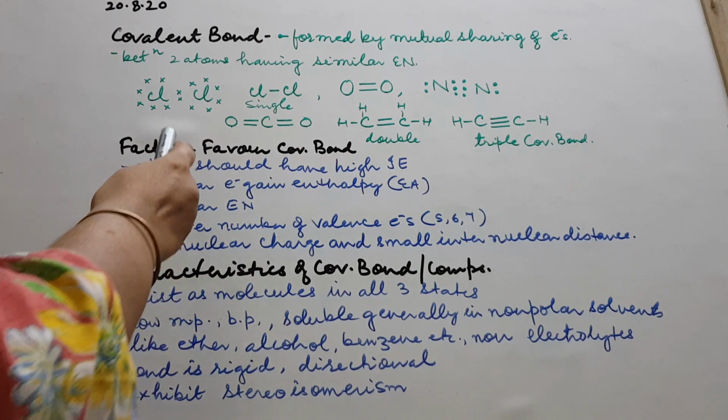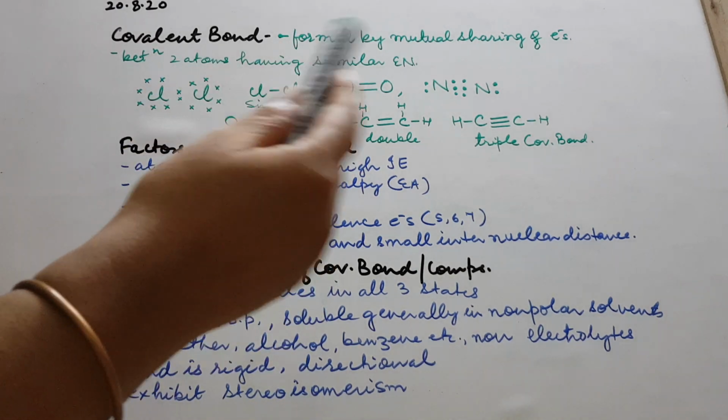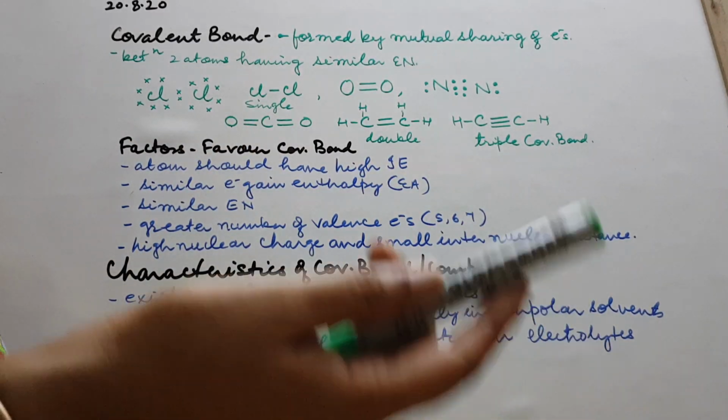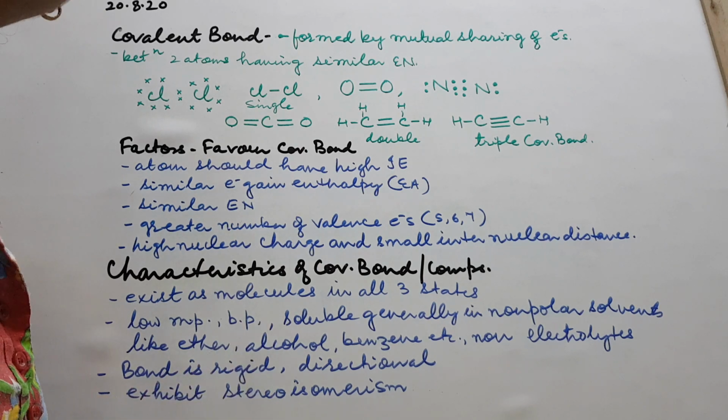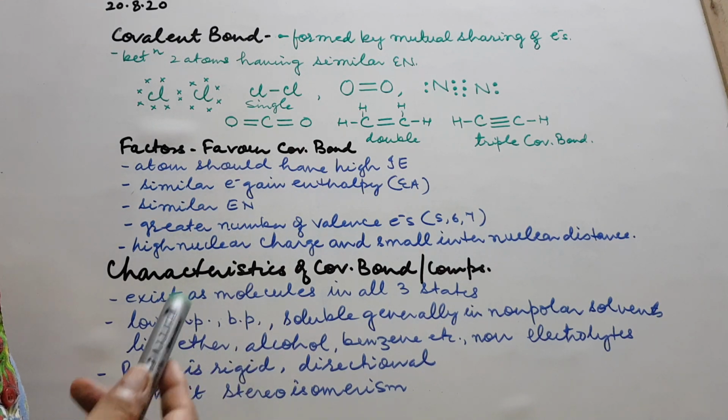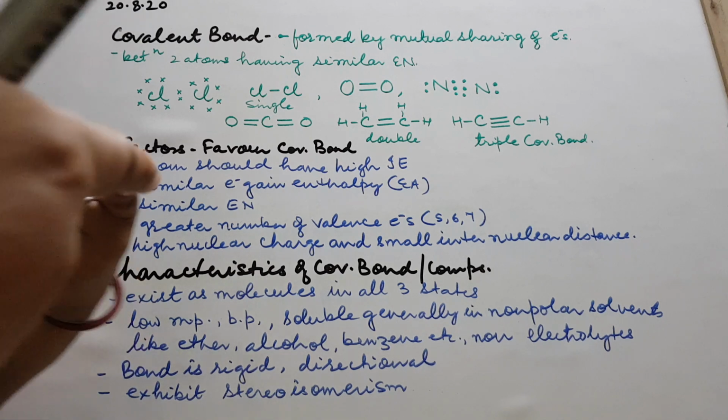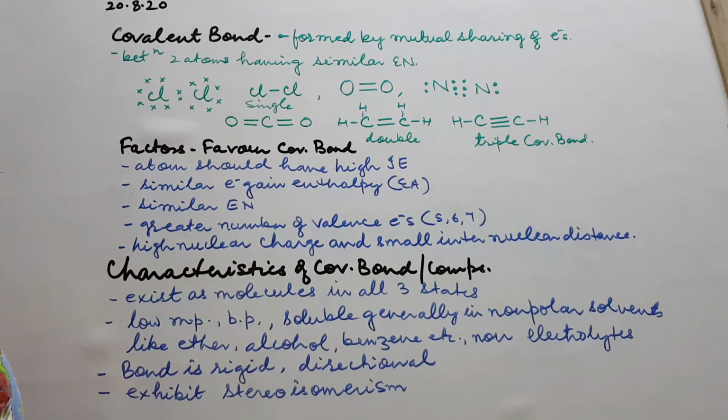Now children, I'm showing you one example of each, because we know the covalent bonds are single covalent, double covalent and triple covalent. When they share one electron, we call it single covalent. When they share two electrons, we call it double covalent bond. And when they share 3 electrons each, we call it a triple covalent bond.